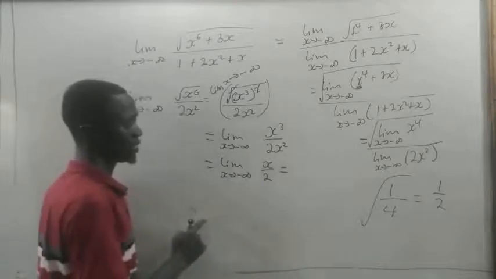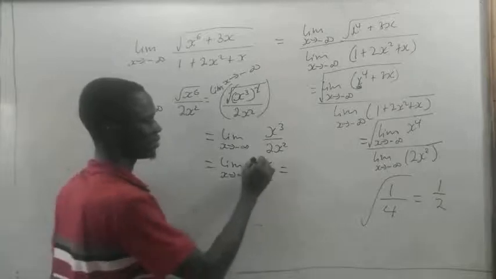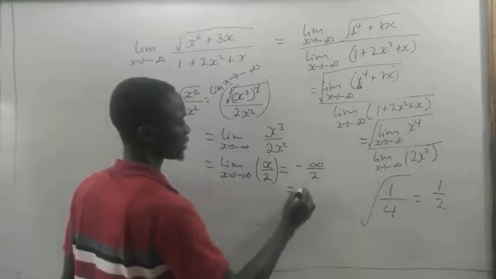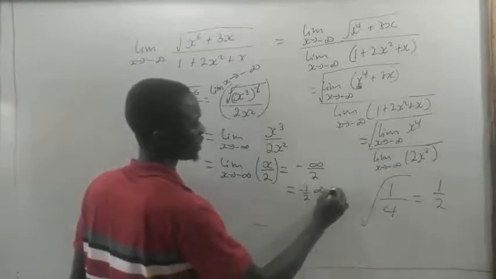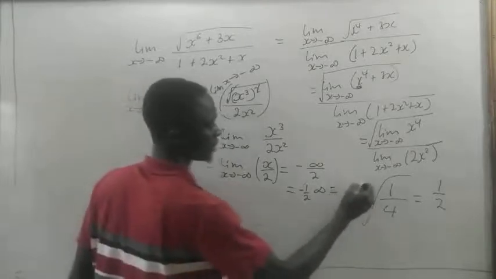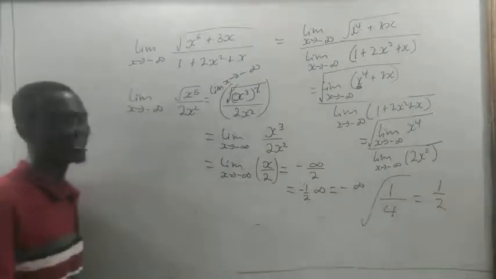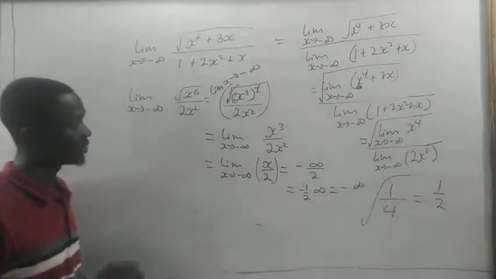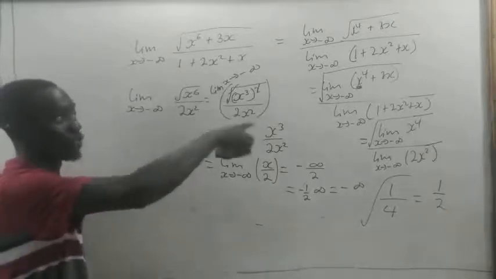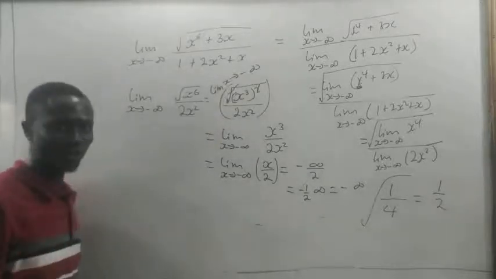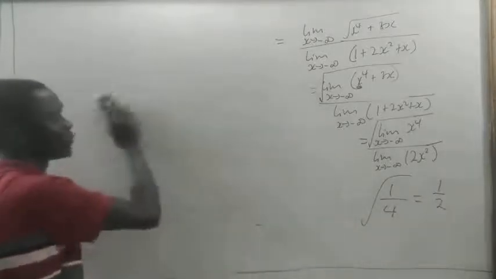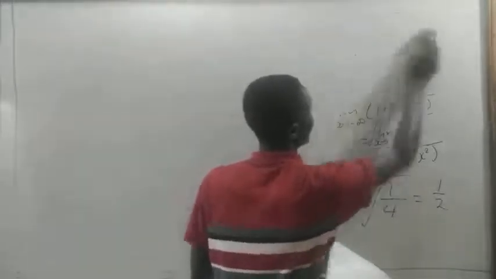Now, what will happen to this? As x approaches negative infinity, we are going to have negative infinity divided by 2, which is the same as negative half of infinity. And if you multiply negative half by a very large number, you will still get negative infinity. Very simple as that. So if that one happens, you go through that procedure. Or you can go through the expansion as I expanded this, and then you get there. So I've shown you two approaches to this.